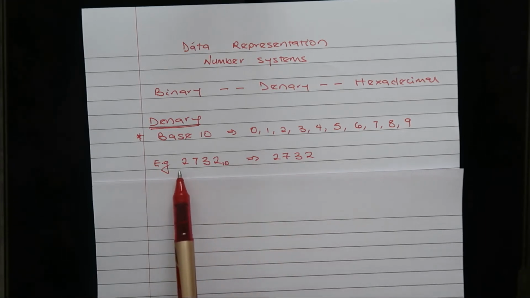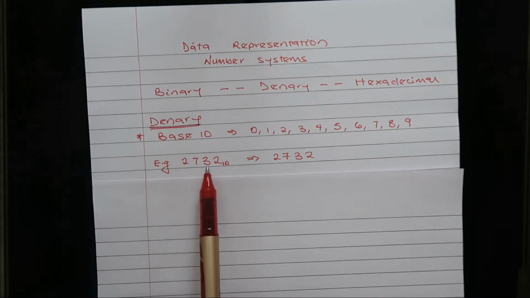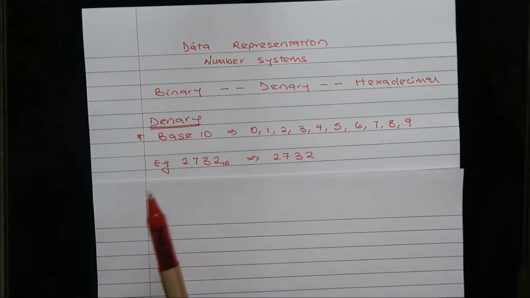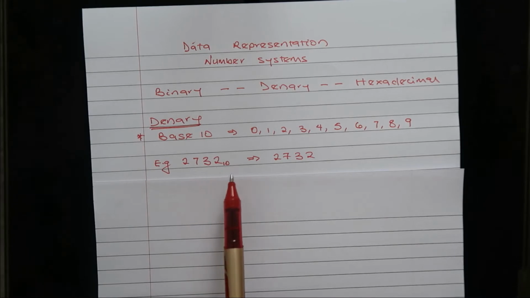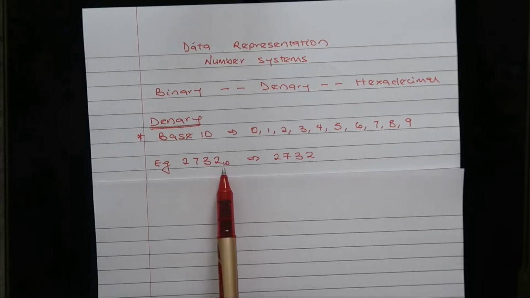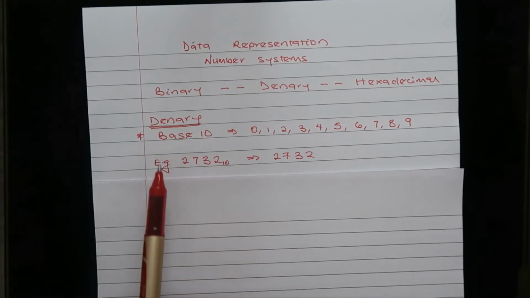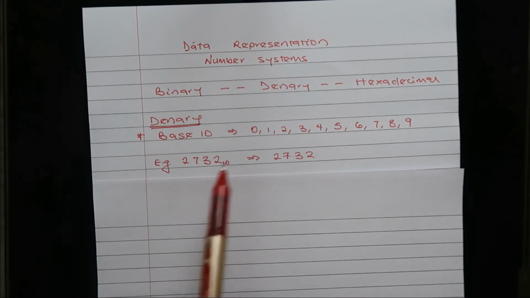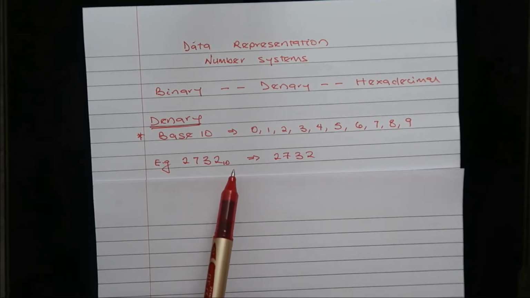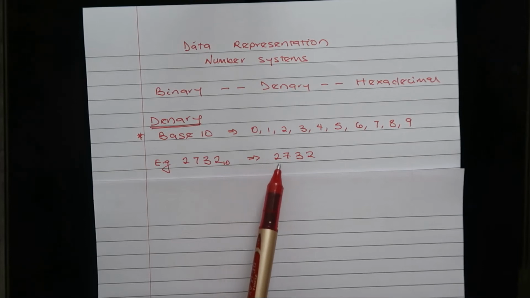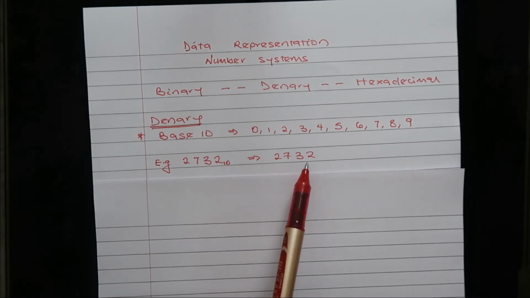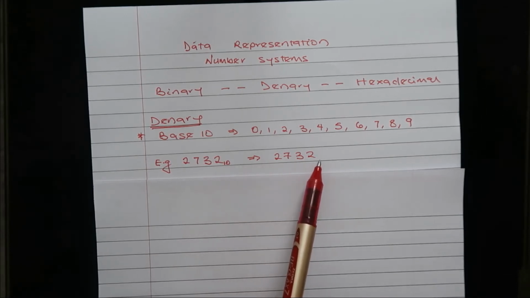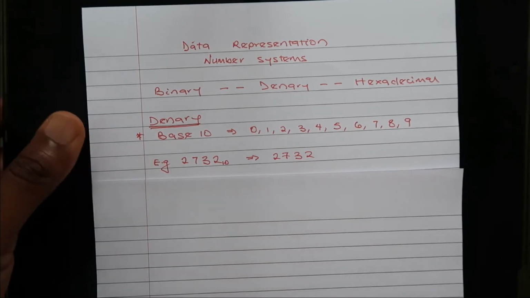So a typical example of a Denary number is 2732. I have written the number here in its purest form, and you can see I've used a subscript 10, and that denotes that the number is to base 10. When you solve problems in maths, for example, you would write numbers as 2732 without really putting down its subscript.